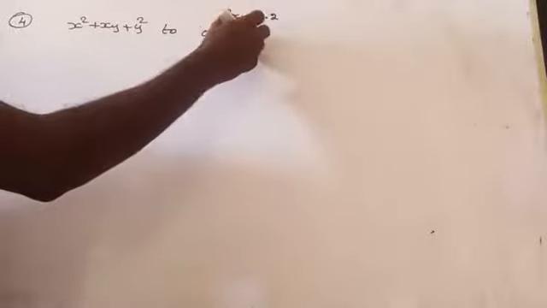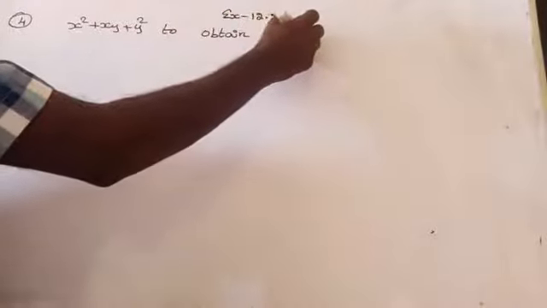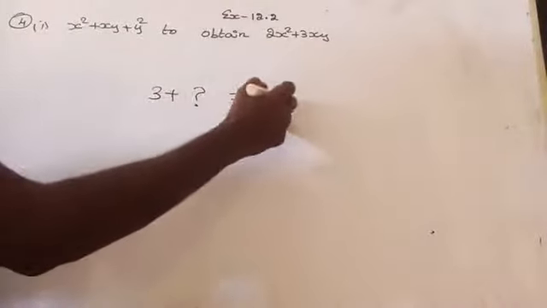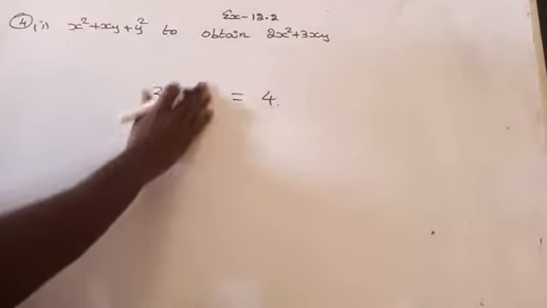Fourth question now. What should be added to x square plus xy plus y square to obtain 2x square plus 3xy? Now, see, before that, what should be added with 3 to get us 4? What will you add? Yes, 1 should be added.